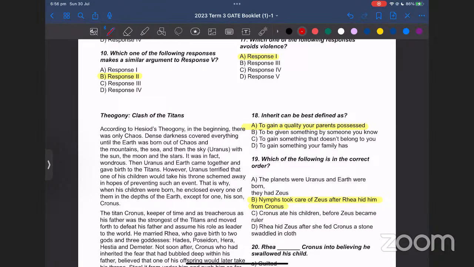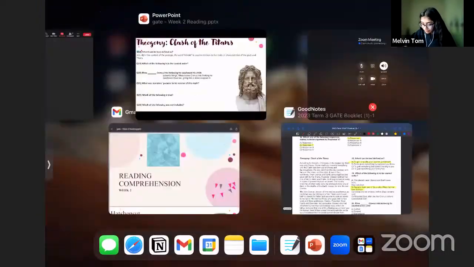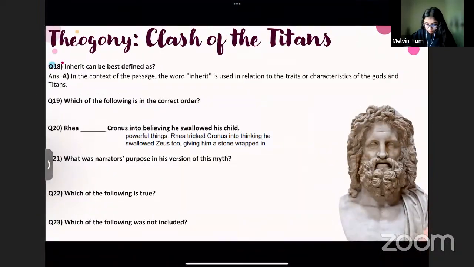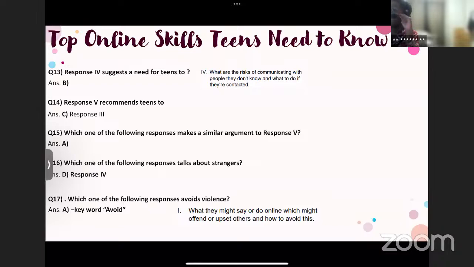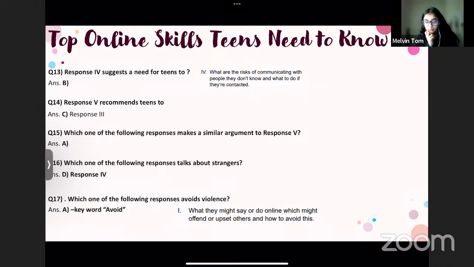Excuse me. Yes, Kapish? Can we quickly go over 17 again? 17? Yeah. 17 is A. It means avoid. And that's question 18. Okay. Let me look at the other questions.